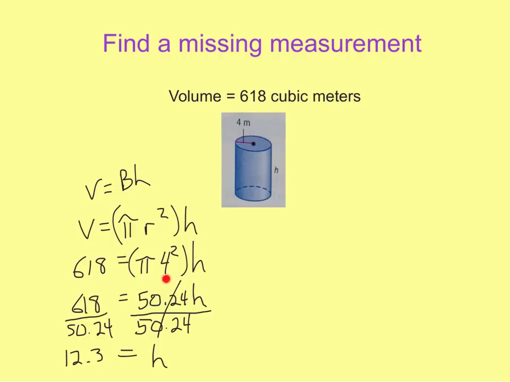So I did my 4 squared first, and then multiplied it by pi, and then I got 50.24 times the height equals my volume. I divided this side to get h by itself, and I was left with 12.3. So my height is going to be 12.3, and my label would be meters.